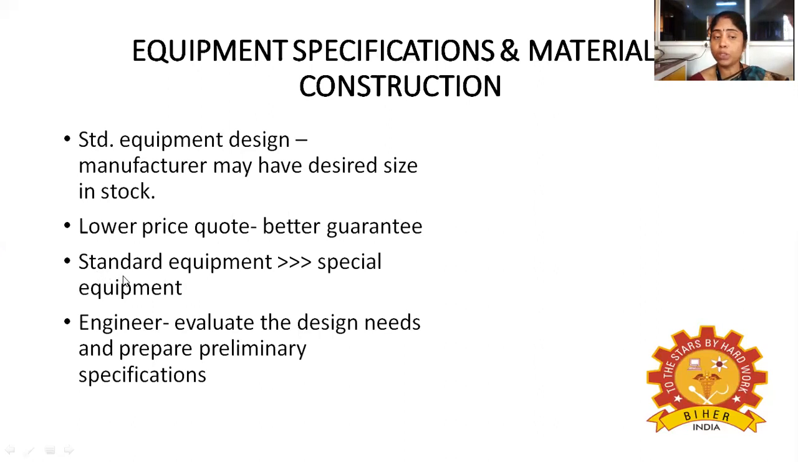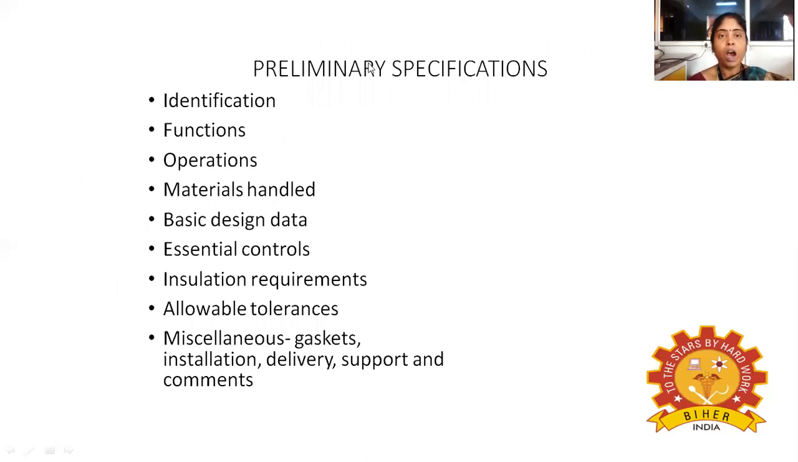This equipment, if we are using a fermenter, should not be robust or breakable. It should be a standard equipment that we will use for that product to be produced n number of times in large scale industries. So rather than special equipment, we have to stick to standard equipment. That is the goal of an engineer: to design and evaluate the needs by preparing from the preliminary specifications. The next one is how these preliminary specifications can be denoted.